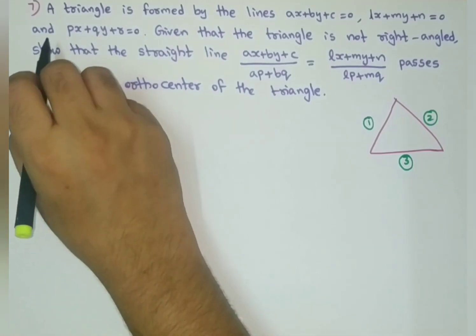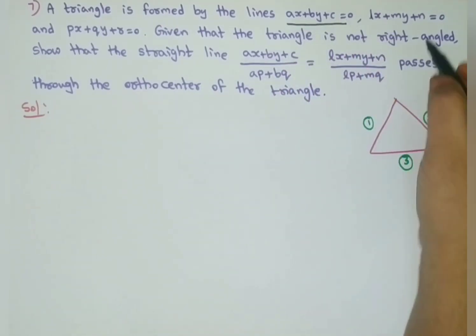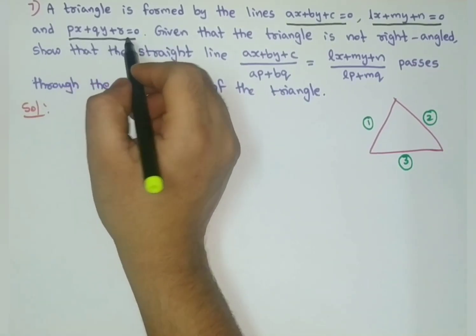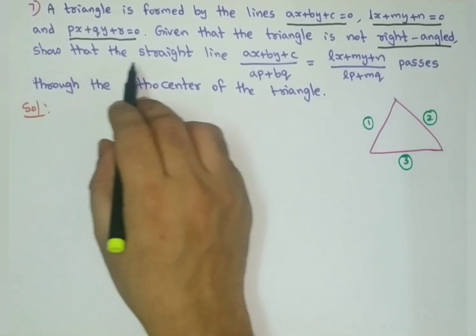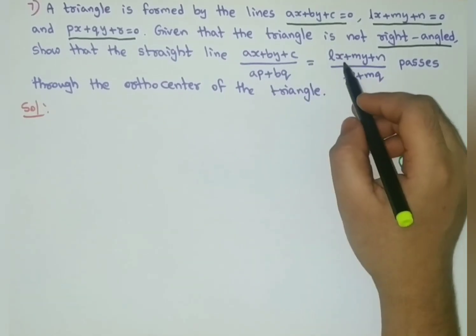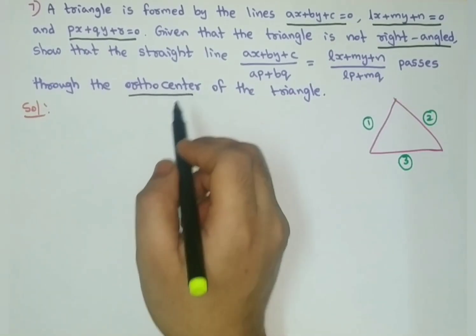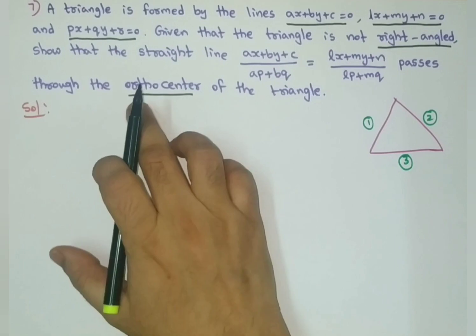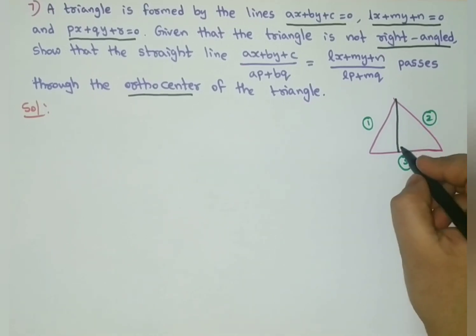Now let us discuss seventh one. A triangle is formed by the lines ax plus by plus c is equal to 0, lx plus my plus n is equal to 0 and px plus qy plus r is equal to 0. Given that the triangle is not a right angled triangle, show that the straight line ax plus by plus c by ap plus bq is equal to lx plus my plus n by lp plus mq passes through the orthocenter of the triangle. Okay, that means we need to show this line passes through the orthocenter. Orthocenter means what? From vertex to opposite side perpendicular.